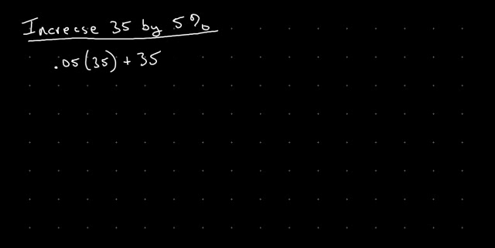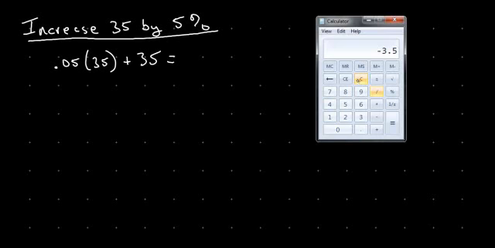And we'll see here on the calculator. Let's clear it all up. 0.05 times 35. Enter. Plus 35. Enter. So 36.75.